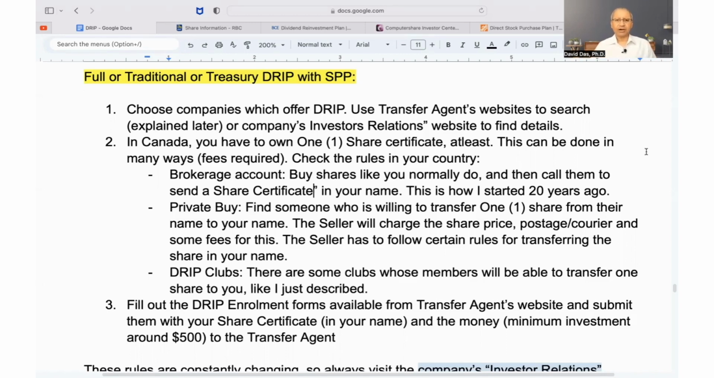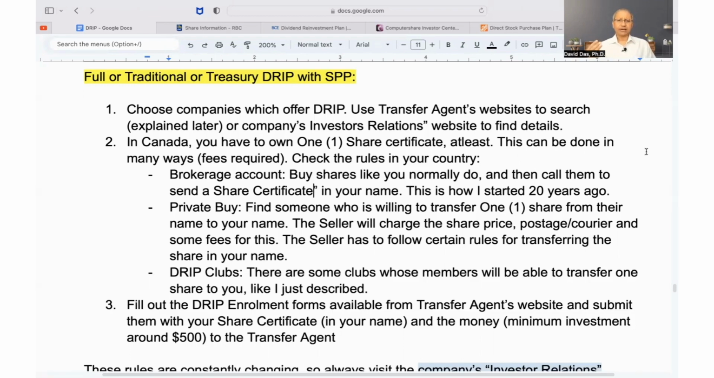The second option is a private buy. Find someone who is willing to transfer 1 share from their name to your name. The seller will charge the share price. They will charge the courier fee or the postage and some additional fees. The seller has to follow certain rules for transferring the share certificate in your name.